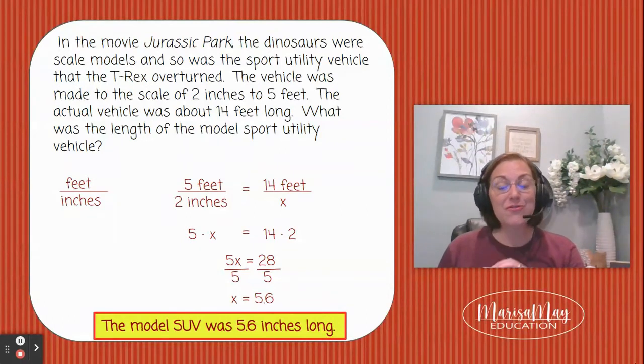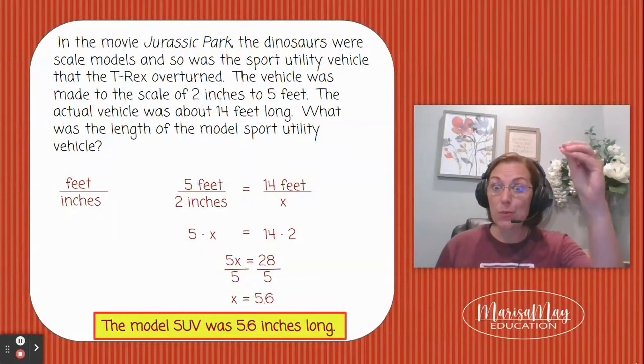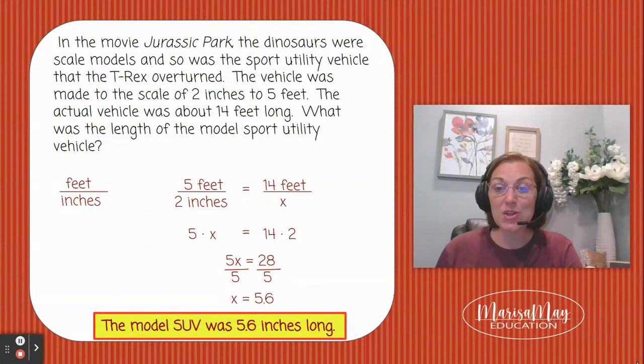Remember, words first in your fractions. So you'll remember which units go on the top and which units go on the bottom.